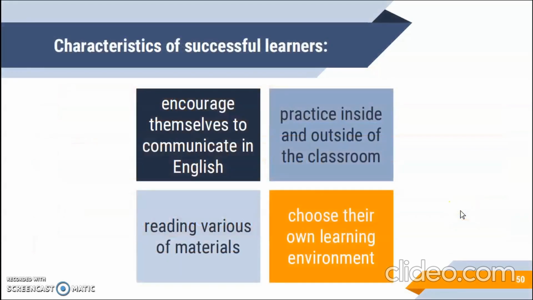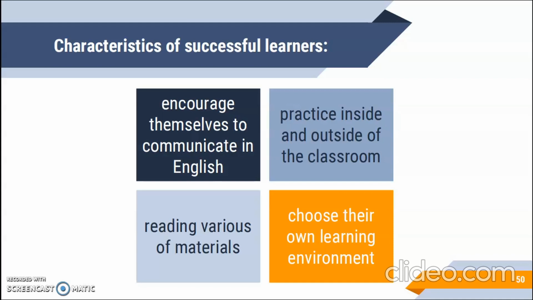Next is characteristics of successful learners. First one, encourage themselves to communicate in English, is where the learners are able to encourage themselves to practice by communicating using the language with the community around them, be it the family, friends, neighbors, and so on. Next one, practice inside and outside of the classroom, meaning that in order to be successful learners, they are not restrained to practice the language in the classroom only.